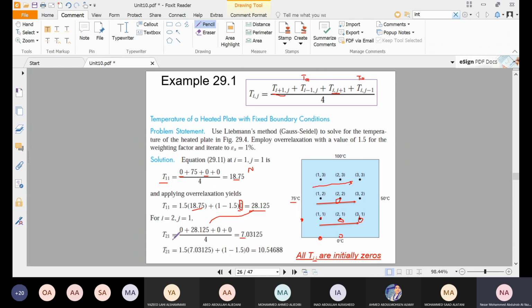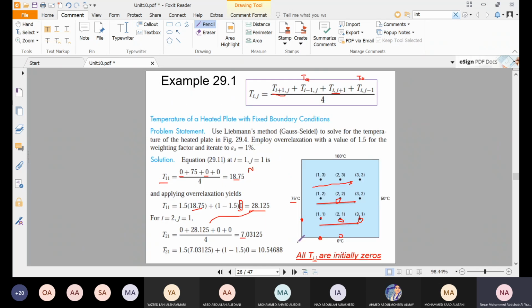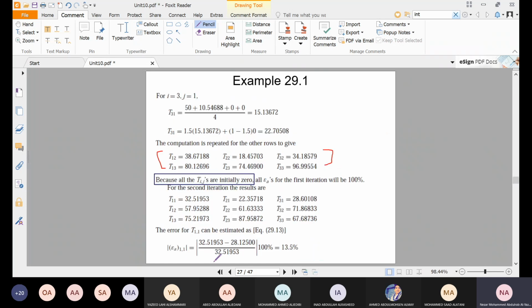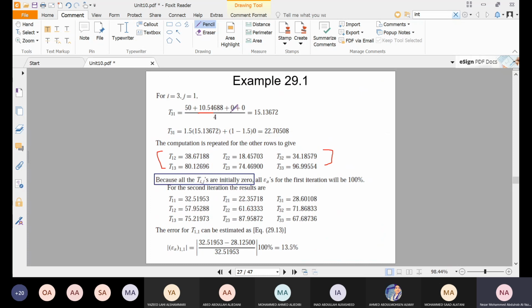After that, we follow the same method for the other nodes. For example, for T32 or T31, because we computed the temperature now, this is the updated value for T21. If we look here, we have the value of T21. The others around it we did not update, so these are zeros. This is a boundary value, 50. Here the node is a 50 boundary. This is a 0 boundary, so 0. This is 50, and here this is 10, as we computed for the third one. So we do it like this.